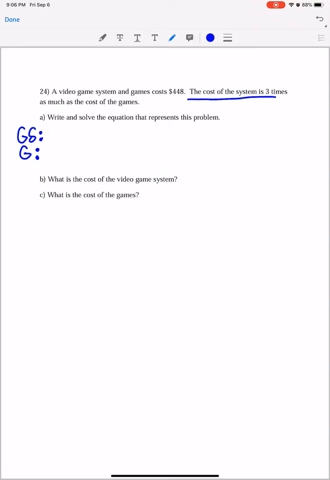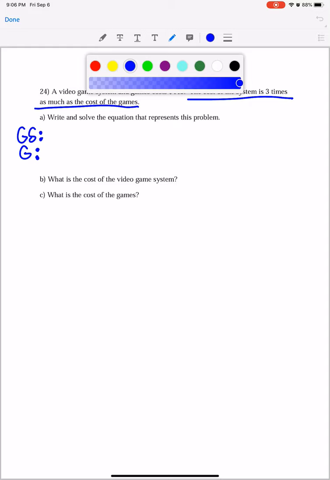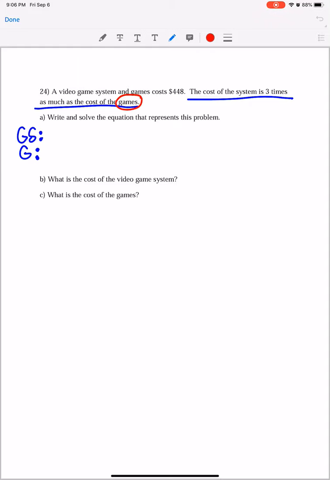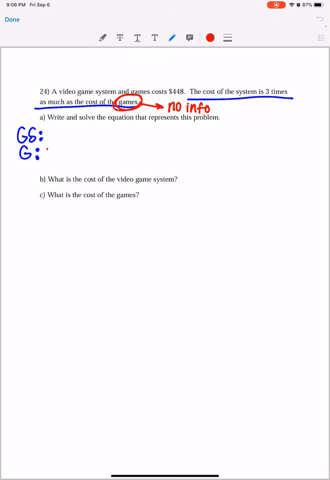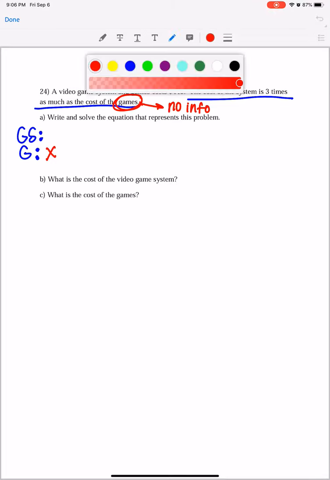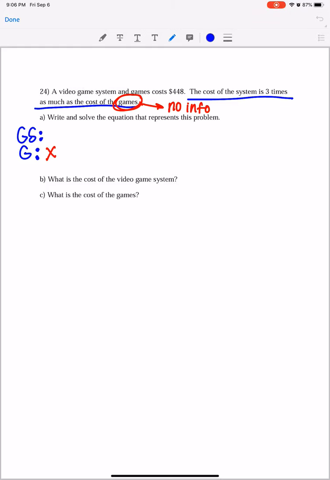Which one of these do we know nothing about? These games. We have no info. Because we have no info on those games, let's go ahead and put that in red too. My games is my starting point. That is my regular variable, that's your X. Every time you do these, you're going to have something that's just an X or just whatever variable you want. If you wanted to pick G, that would be fine.